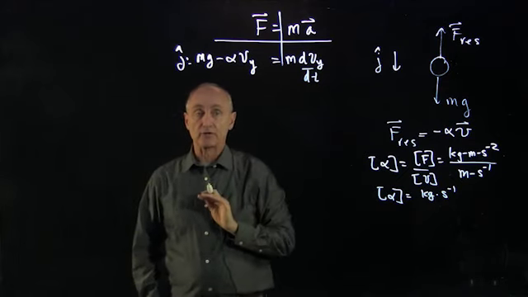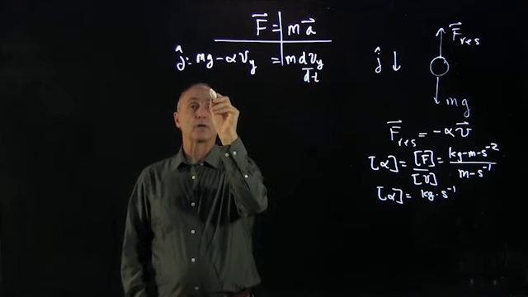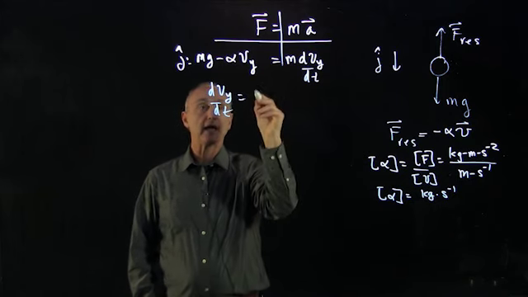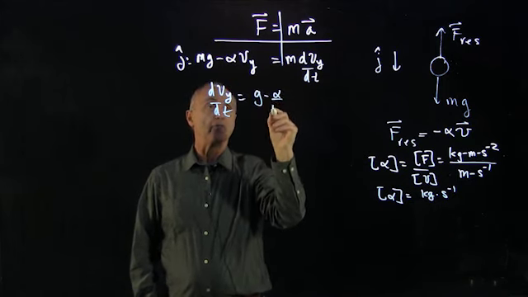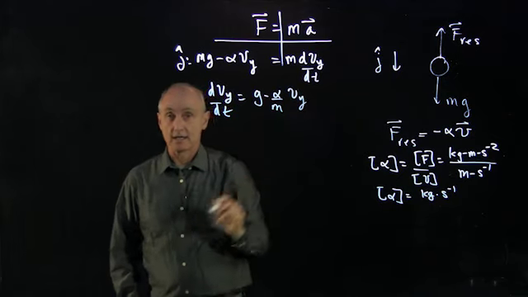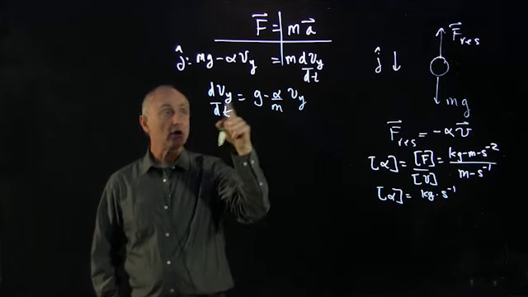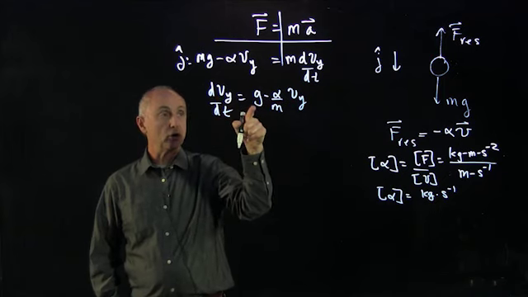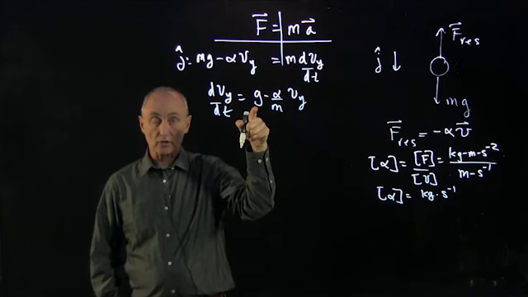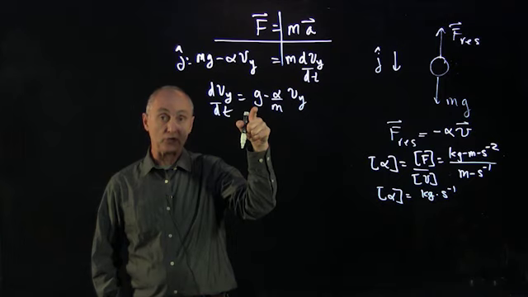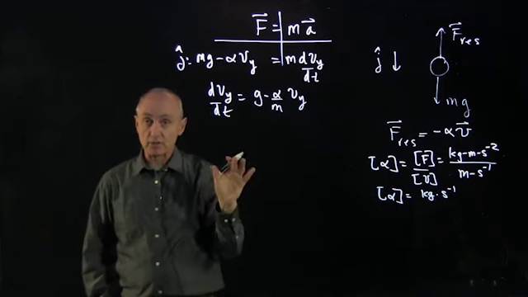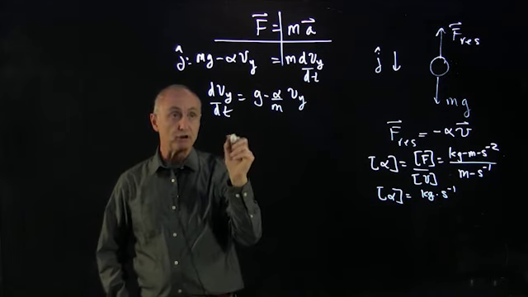This leads us to our differential equation, which is written as dvy dt. I'll divide through by m, equals g minus alpha over m vy. Now this is a linear in velocity, first order differential equation with a constant term in here, which is called an inhomogeneous linear first order differential equation. We shall solve this like we did with our other equations by separation of variables.